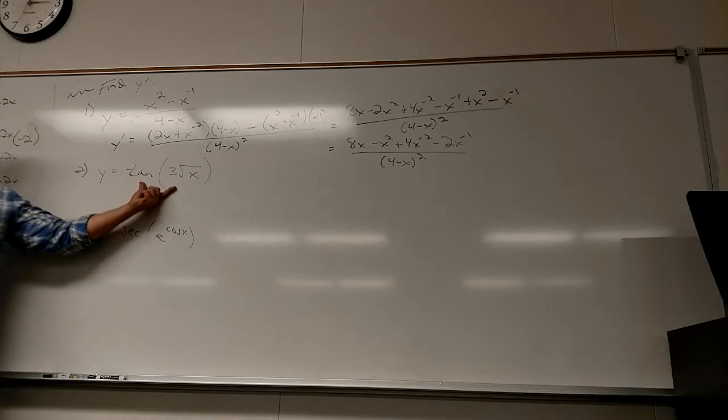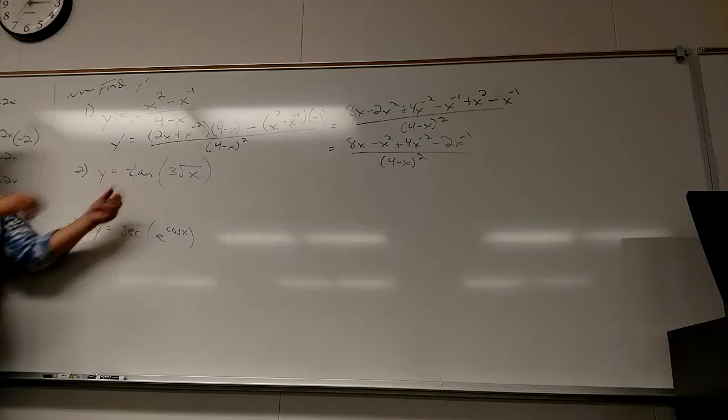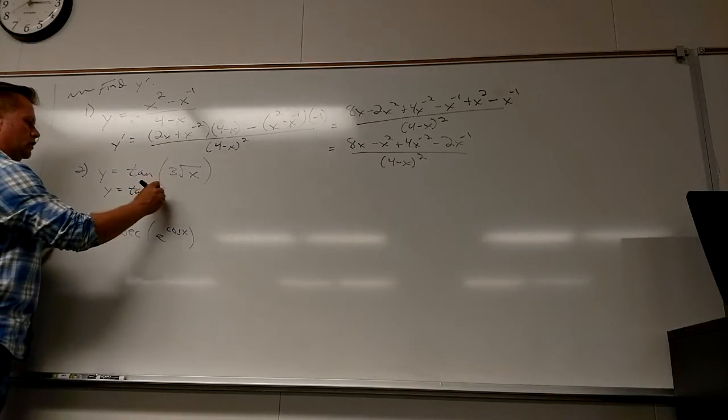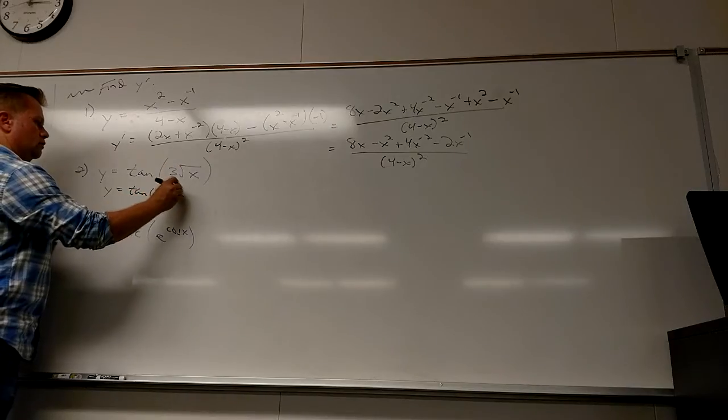What about this guy? Should be 2. The first thing I would do is to rewrite the inside as 3x to the 1/2.